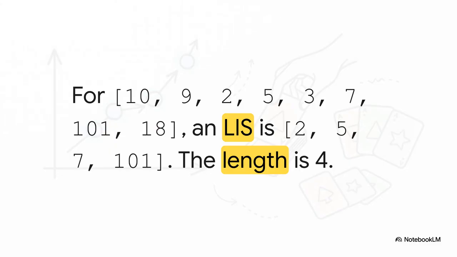Let's make this a little more concrete. Look at this array here. A possible longest increasing subsequence is 2, 5, 7, 101. See how we skipped over 10, 9, 3, and 18? The numbers we picked are all going up, and they appear in the same relative order as they did in the original array. The length is 4. Now, you might find another one, like 2, 3, 7, 18, which also has a length of 4, but you won't find one that's longer.